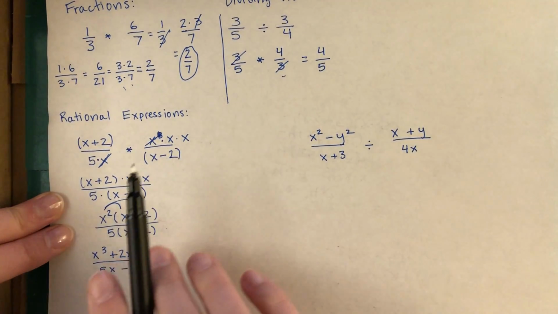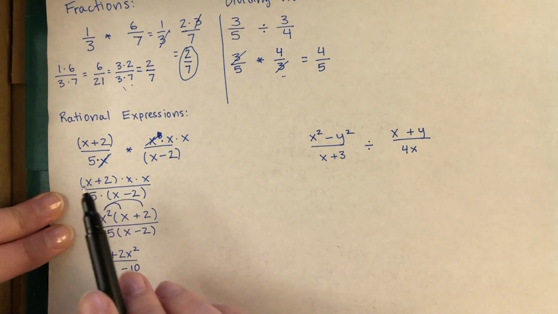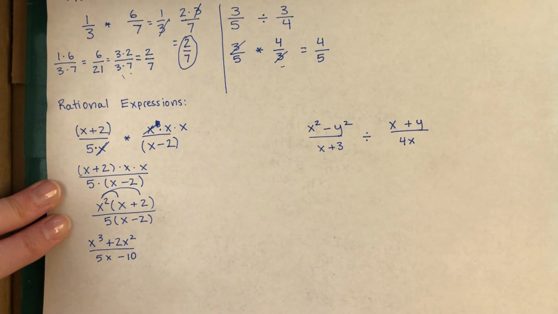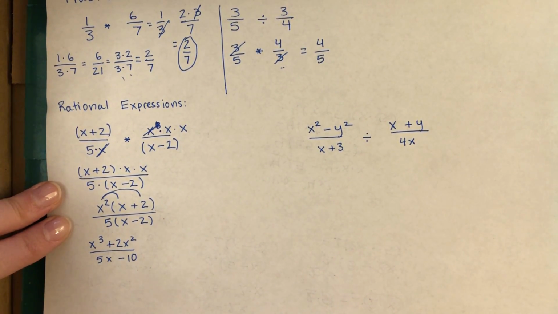So that's an example of multiplying two rational expressions together to get one rational expression. It's really not too bad. It's a lot easier than adding and subtracting, which I've seen you guys do pretty well with, so I have confidence that you'll be able to do it.